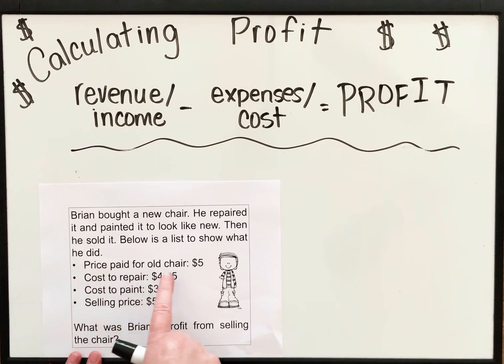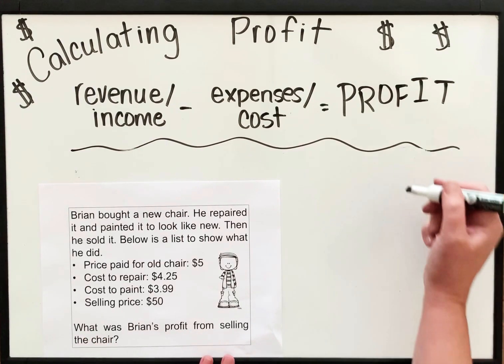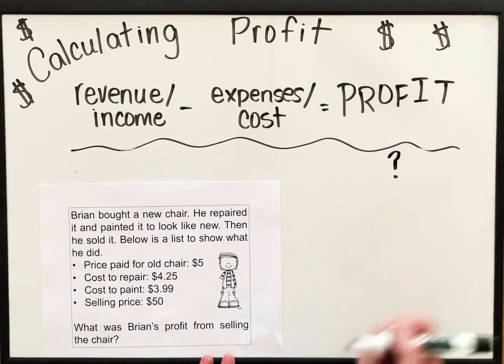Price paid for old chair, $5. Cost to repair the chair, $4.25. Cost to paint the chair, $3.99. Selling price, $50. What was Brian's profit from selling the chair? So my question is about profit. That's my question. I'm going to put a question mark right there. And let's try to figure out the other two parts.